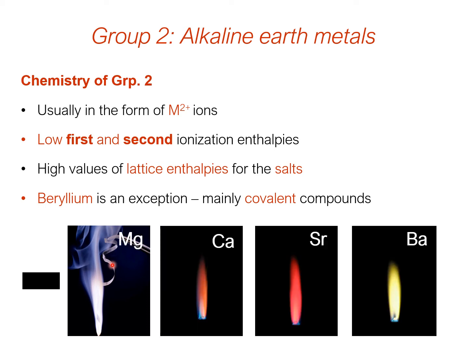Again, with the exception of beryllium, group 2 have quite distinctive colours in the flame tests, and there are some examples down here. Magnesium is less of a colour. You probably won't be able to see this lovely purple, but if you did it in the lab, I think this is a very optimized photo. It's just incredibly bright white.